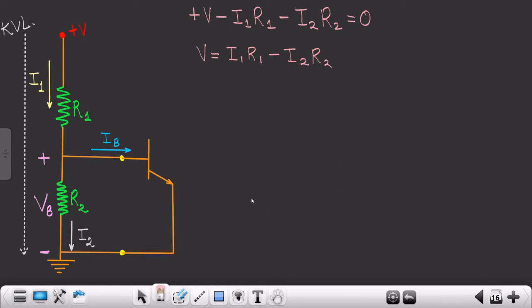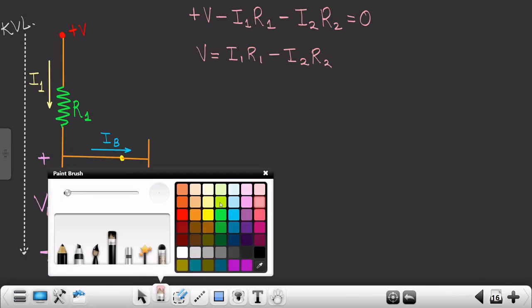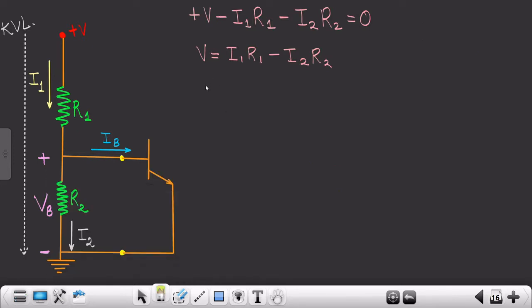Great. So how are we supposed to write this equation? We are supposed to write it in this way, that is V is equivalent to I1, which can be written as IB plus I2, bracket close, into R1, minus I2 R2, right.